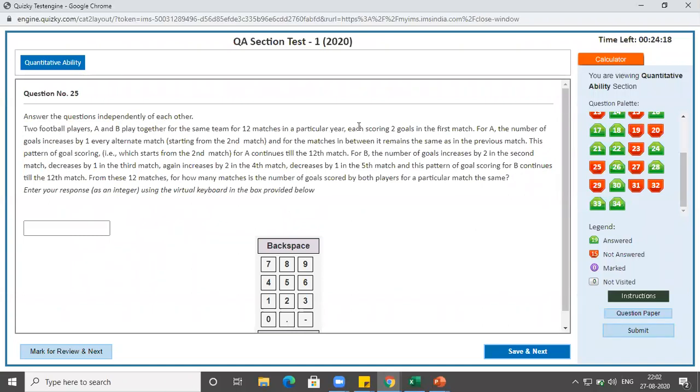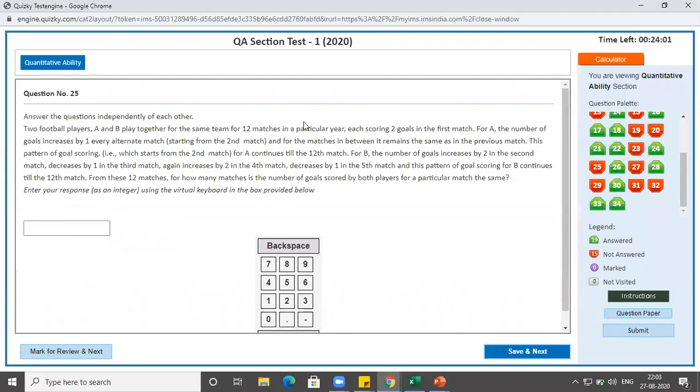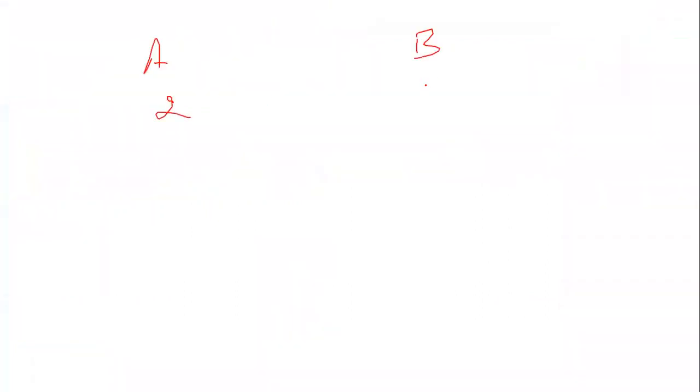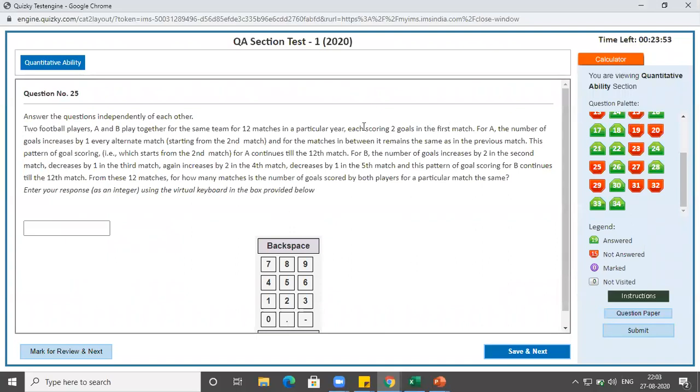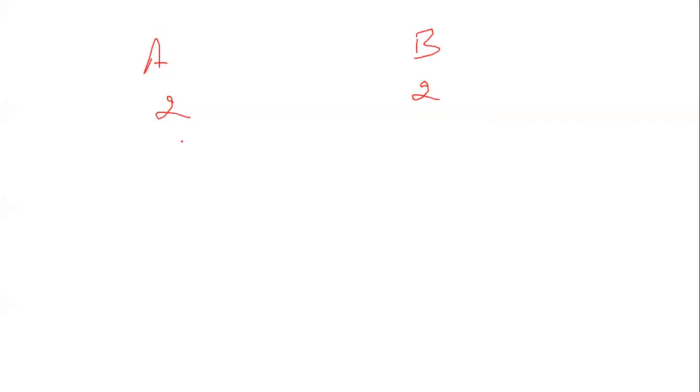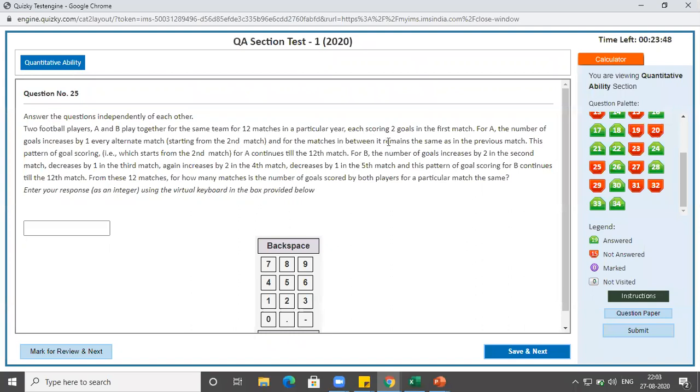Mentally, you get blocked. 2 football players A and B play together for the same team for 12 matches in a particular year, each scoring 2 goals in the first match. For A, the number of goals increases by 1 every alternate match, starting from the second match. And for the matches in between, it remains the same as in the previous match. This continues till the 12th match.